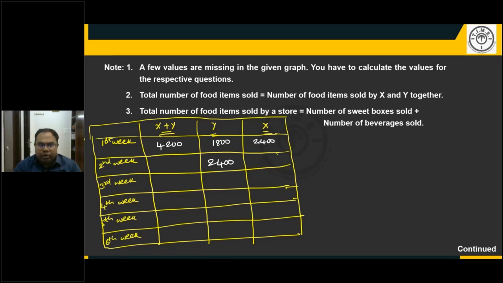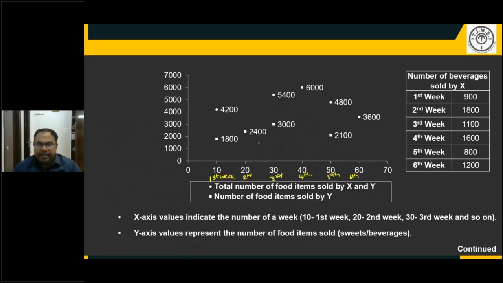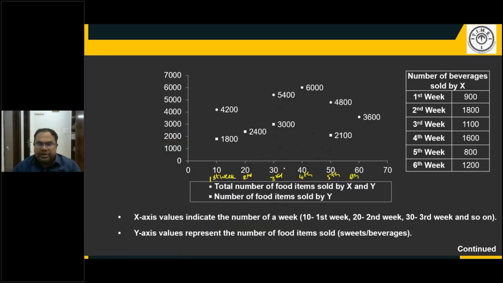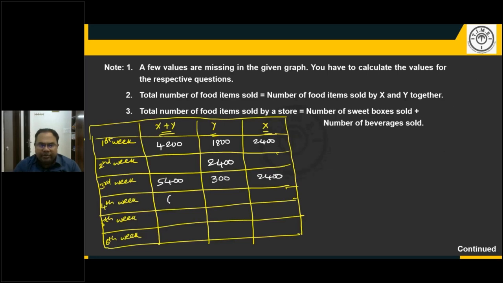Okay. I don't know this X and this one. 5,400. This is 3,000. This has to be 2,400 X. Right? 6,000. We don't know Y here. We don't know X also. Fifth week, 4,800. This is 2,100. So this is 2,700. Sixth week, 3,600. We don't know Y.